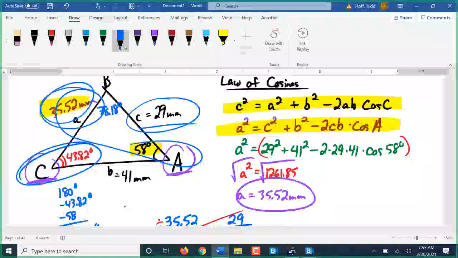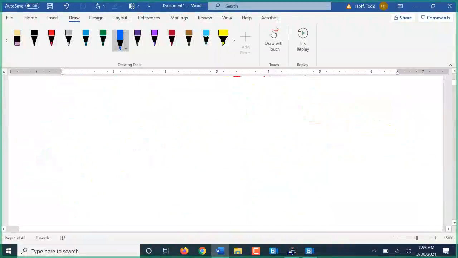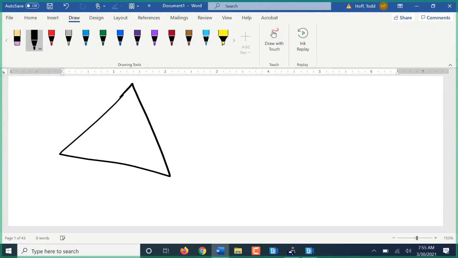One last application of this law of cosines is really handy. And that was that fourth case that we had, where we knew all three sides. So in this case, I know that side C is 27 millimeters, side A is 35 millimeters, and side B is 32 millimeters.